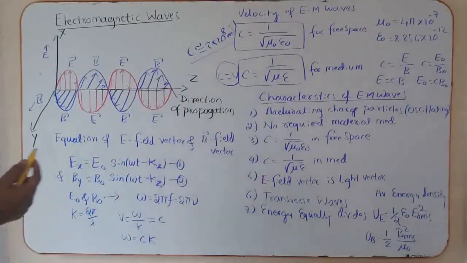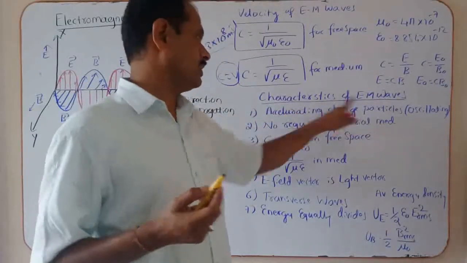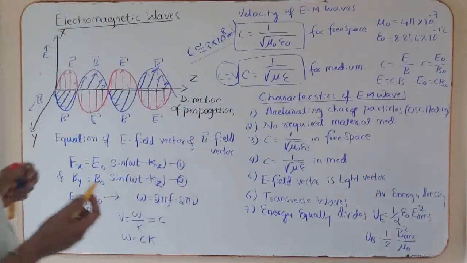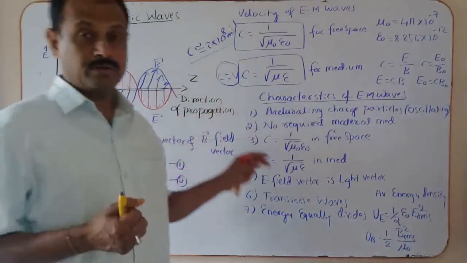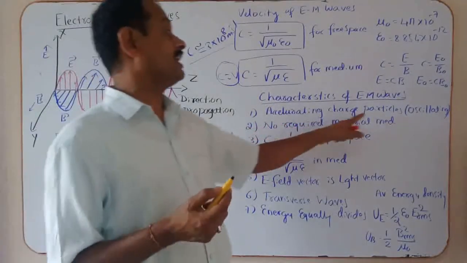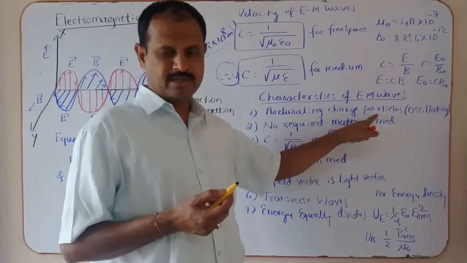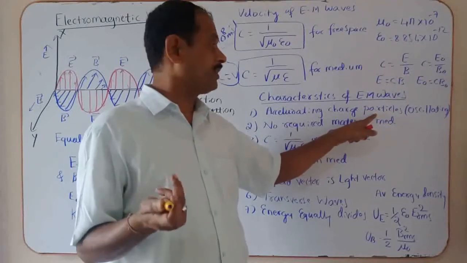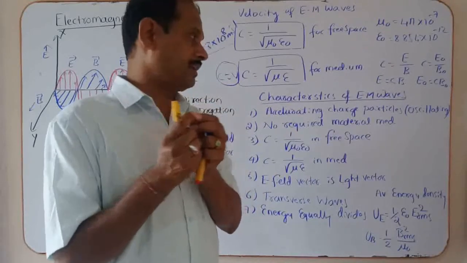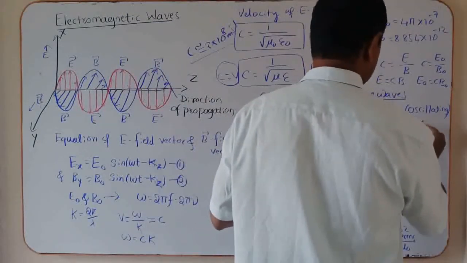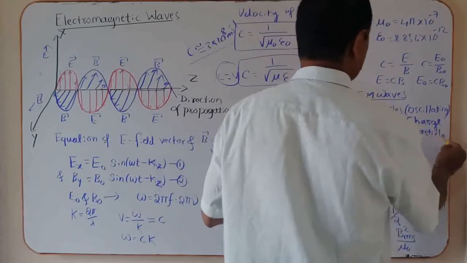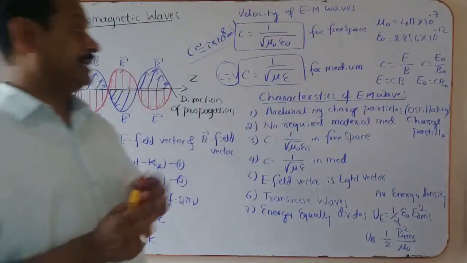Okay. Now characteristics of the electromagnetic waves. What is the source of the electromagnetic wave? Electromagnetic waves are produced by accelerating charged particles, or decelerating or accelerating, okay. Or you can say an oscillating charged particle. Accelerating charged particle, or you said to be oscillating charged particle.